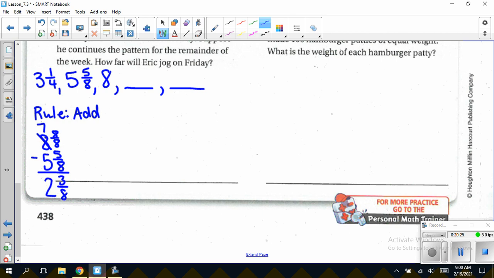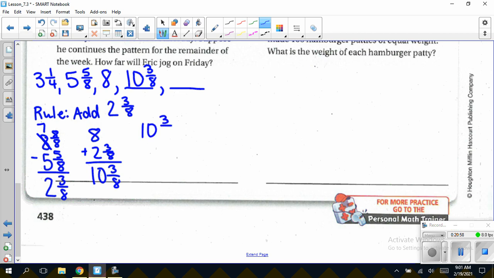So I am going to have to add 2 and 3/8 on to the 8 to get Thursday, and then do the same thing to get Friday. So if I add 8 plus 2 and 3/8, I know that I still have 3/8, and 8 plus 2 is 10. So I have 10 and 3/8 for Thursday. Now to find for Friday, you're going to take your 10 and 3/8 and then add on 2 and 3/8 to that. Make sure your answer is in simplest form. Once you do this, you will have your final answer for Friday.